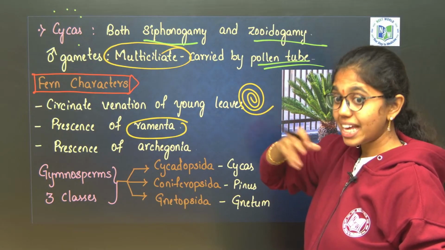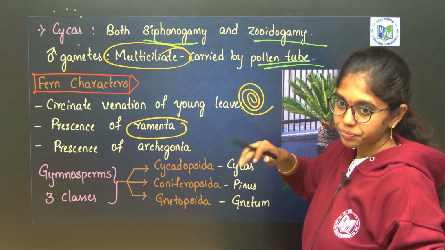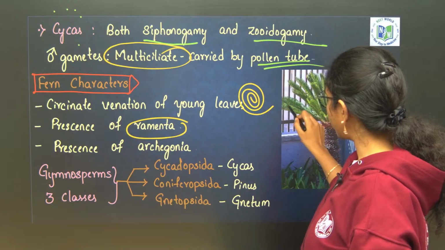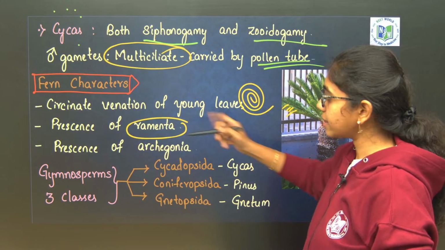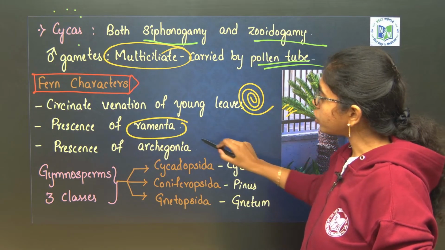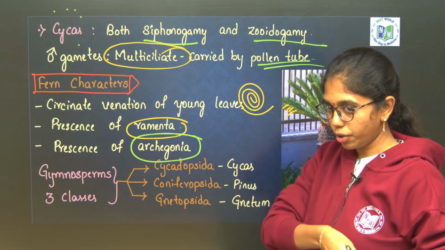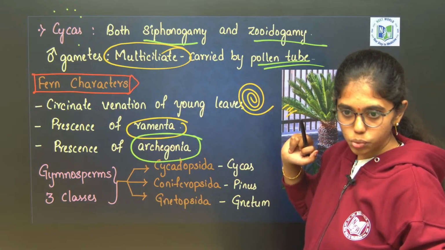Hair-like structures which are present over the plant, that is ramenta. Next, presence of archegonia, that is a female reproductive structure. Archegonia is seen in pteridophytes and it is seen in cycas as well.